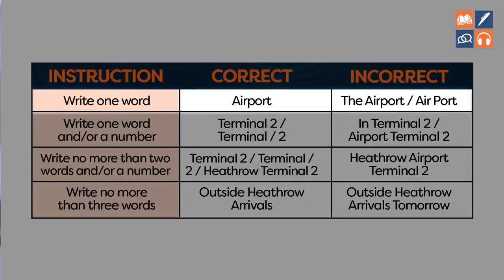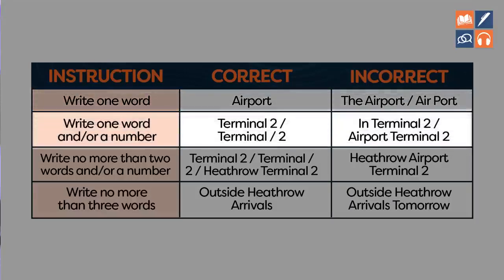So if the instruction was write 1 word and or a number, terminal 2 would be correct, because that is 1 word and a number. Also, the number 2 would also be correct there, because it is 1 word or a number. In terminal 2 would be wrong, because that is more than 1 word and a number. And airport terminal 2, that would also be incorrect, because that is 2 words and a number.